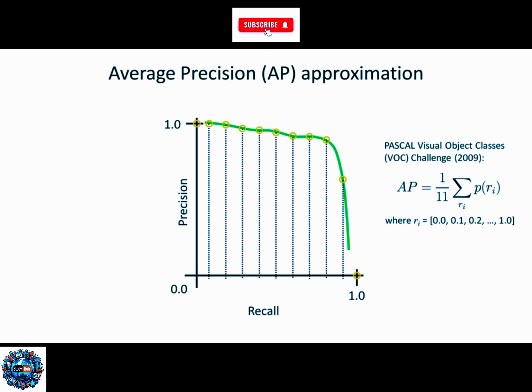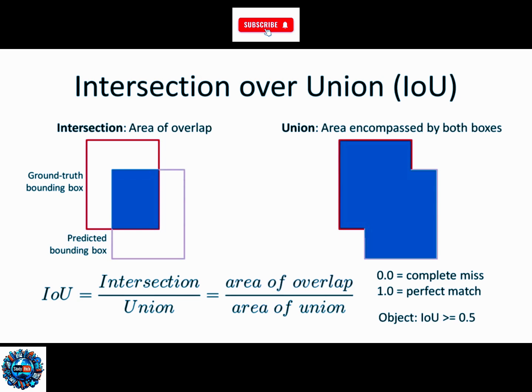To determine if a bounding box is considered good enough, we would compare it to the ground truth bounding box and calculate the intersection over union. This is where we first find the area of overlap between the two boxes and then divide that value by the area encompassed by both boxes. If this IOU value is above some threshold, normally 0.5, we would say that the bounding box is a true positive for that particular object. This is, of course, assuming that the predicted bounding box and ground truth box are of the same class.